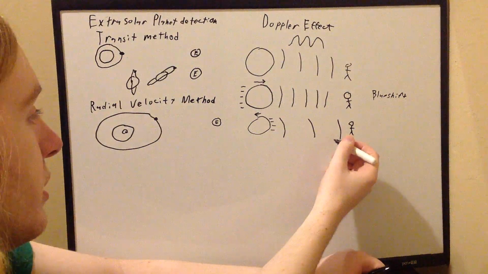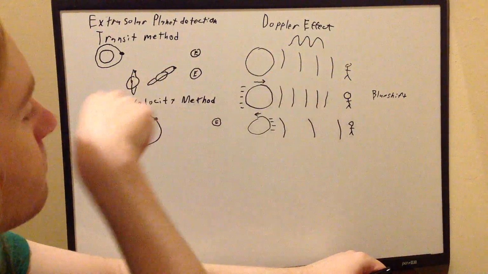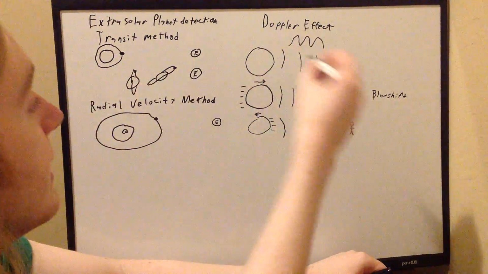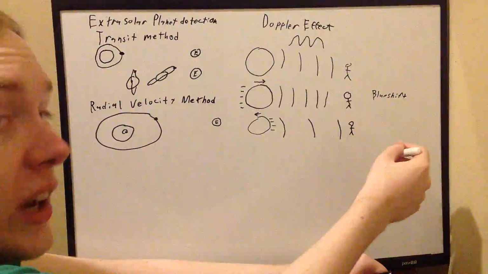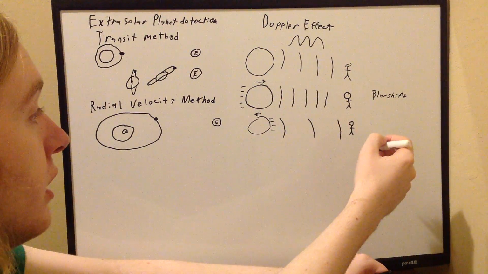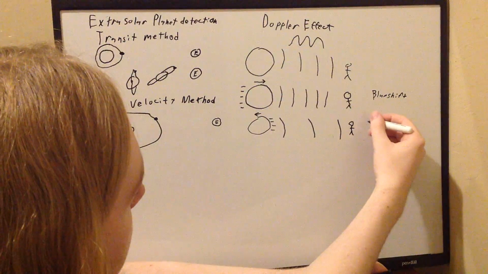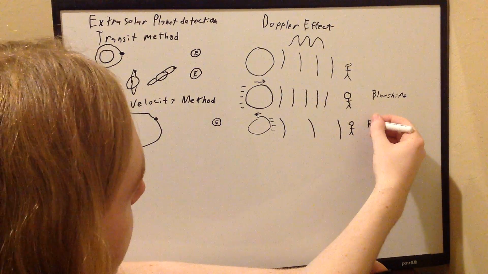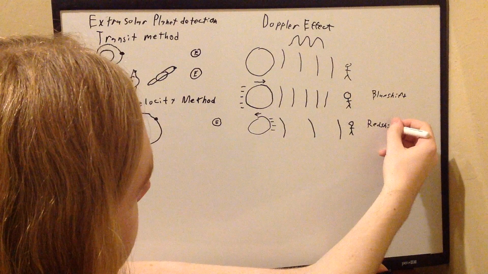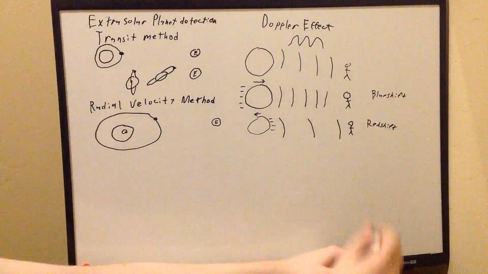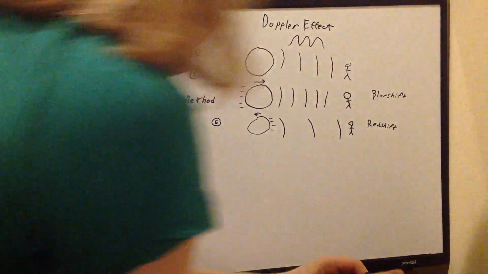And by the same token, this star's light is getting longer wavelength to us. And if you recall, in the visible spectrum, red is on the long wavelength end of visible light. So we can think of this star's light as getting redder, so it's called redshift. It's called redshifting. Okay, so I think that about covers the Doppler effect.